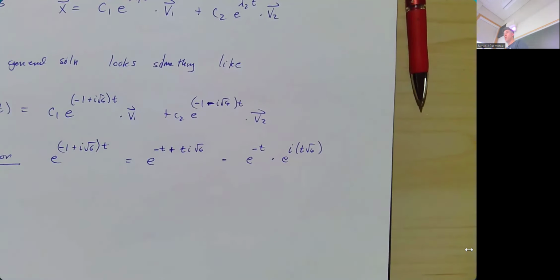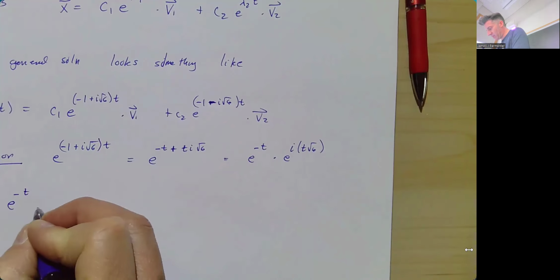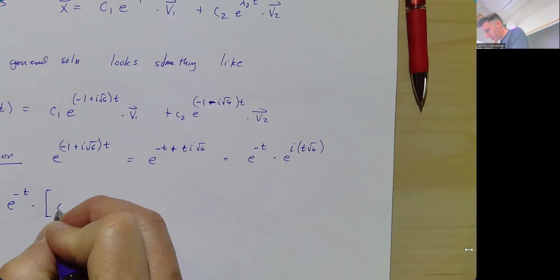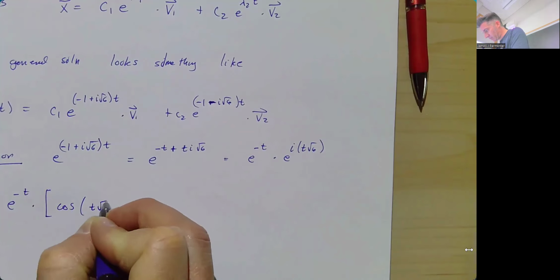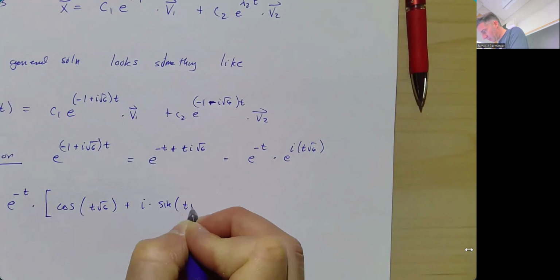And then we're going to use that Euler's formula that I just talked about. E to the i times something is cosine of the something plus i times sine of the something. So this is equal to e to the -t times cosine of t times root 6 plus i times sine of t times root 6.